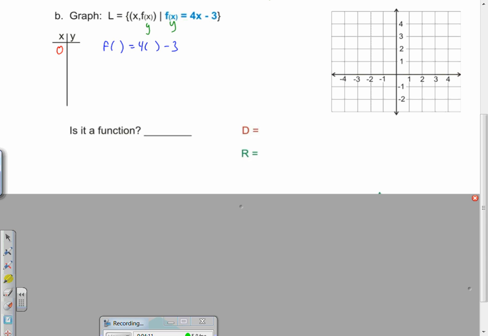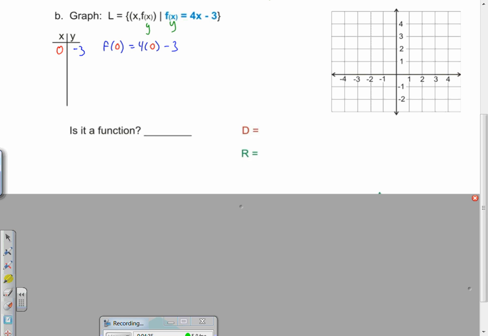If you want to do functional notation, it would look like this. Now, don't get all caught up on this, not a big deal. I'm finding f of 0, meaning I'll put 0 in for the x. 4 times 0 is 0. 0 minus 3 is -3. So I can do it in functional notation if I want to, or I can do it in regular notation, and I'll do the second one that way.